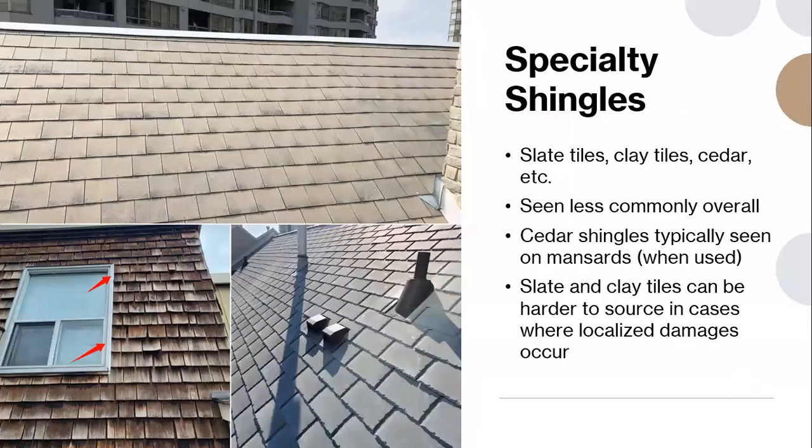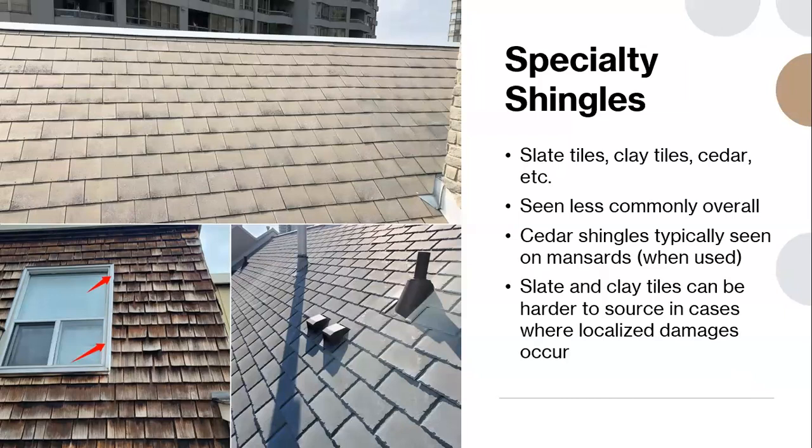So next, the beginning of this slide said most common in Ontario. These ones are actually not as common, but we do want to touch on them because it is something that we see from time to time. And that would be specialty shingles, including slate tiles, clay tiles, or cedar shingles. Cedar shingles is probably what we see most often out of the 3 types there. However, in cases where we do see them, it's typically on mansards or at the side of the building.